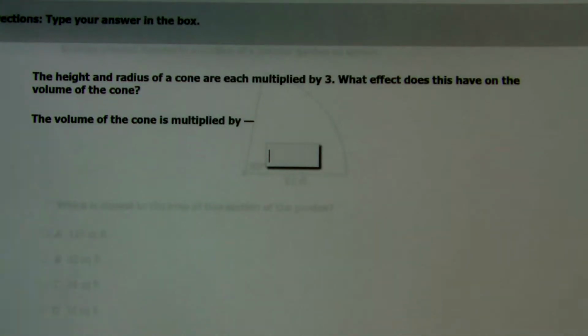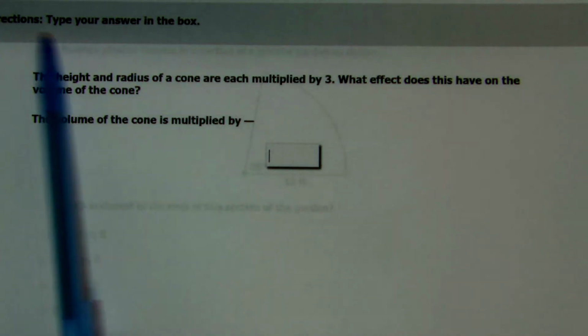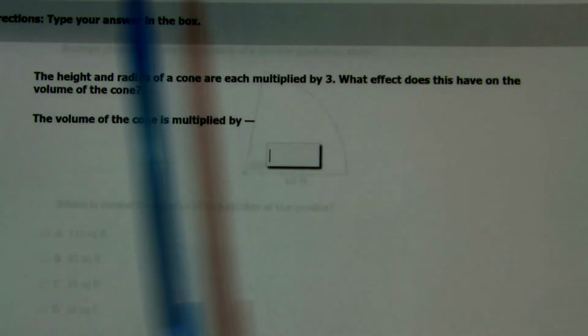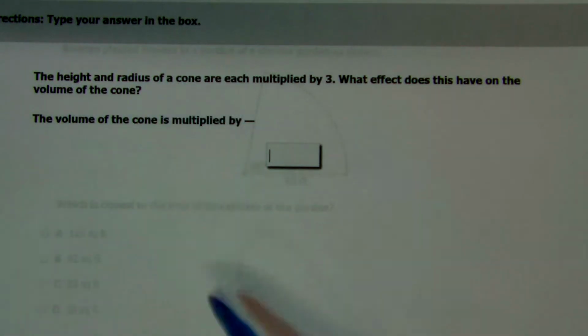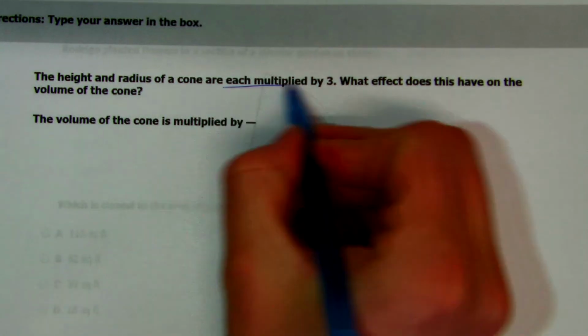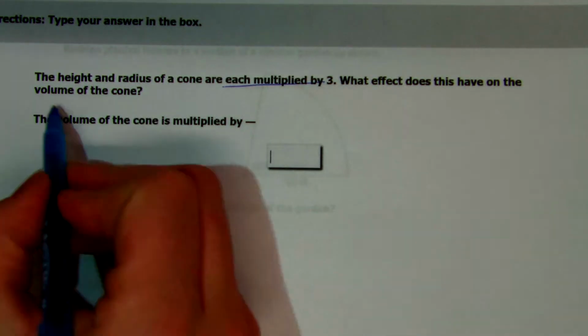All right, we have another one of these questions with directions. At the top it says directions. Type your answer in the box. It doesn't really help us too much, but our question says the height and radius of a cone are each multiplied by 3. What effect does this have on the volume of the cone?